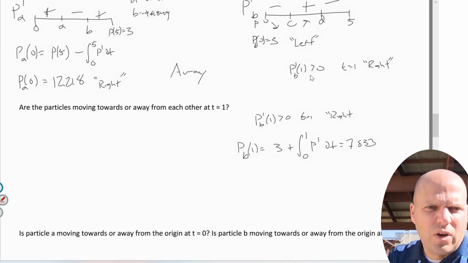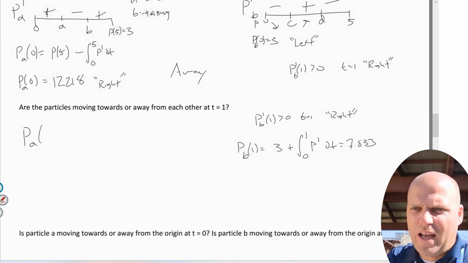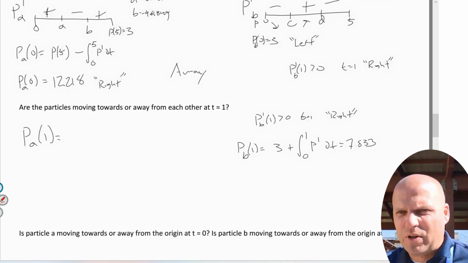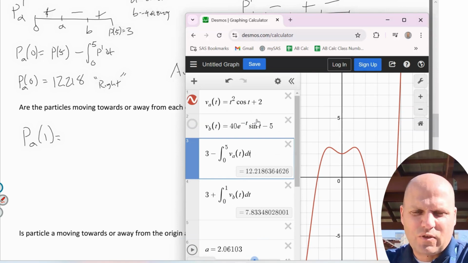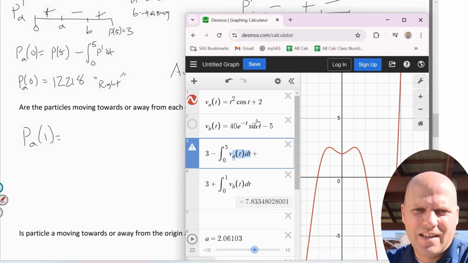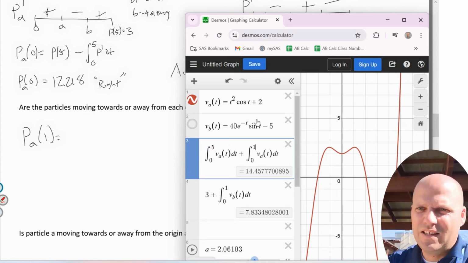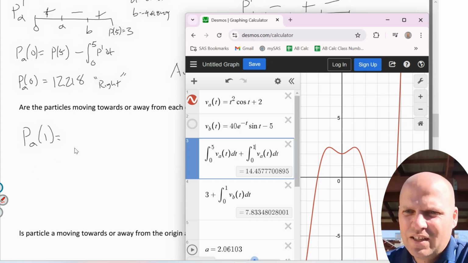Okay, cool. So I am at 7.833 moving right. Let's find the position of particle A at 1. I mean, I have this nice number, but I also have that number. It's up to you. We do have this position, which is funny because you could actually add from this position 0 to 1, and you get that you are at 14.457.